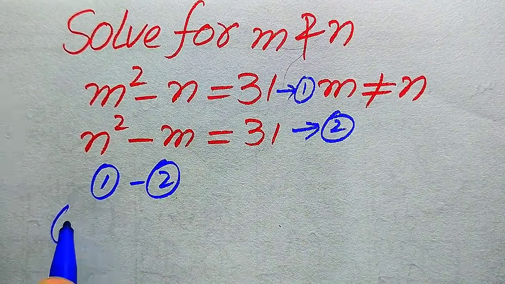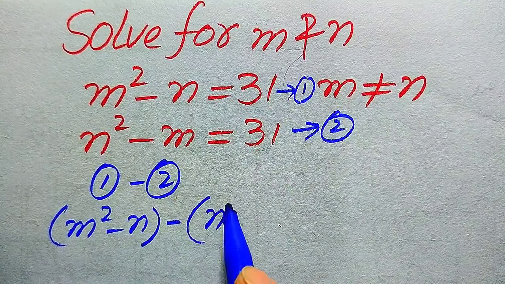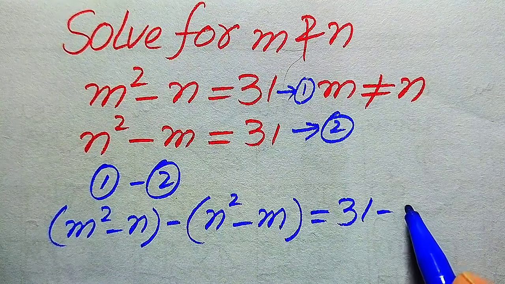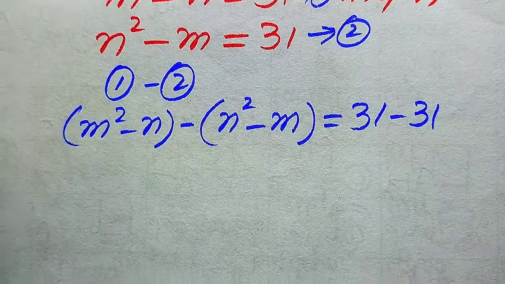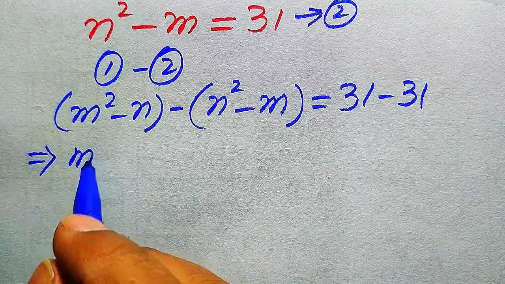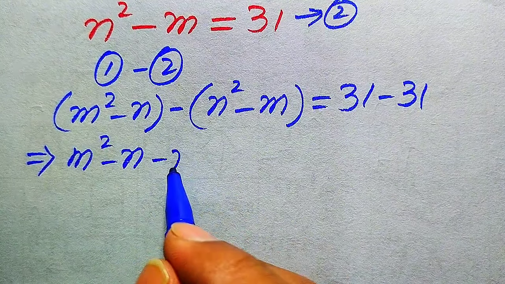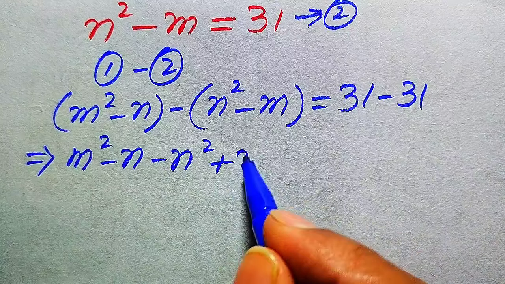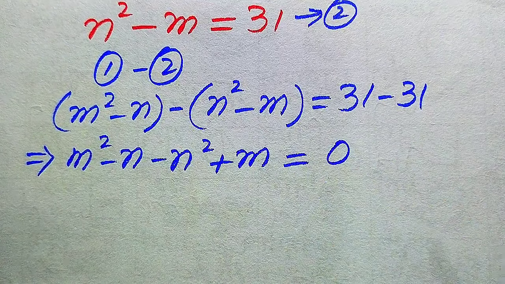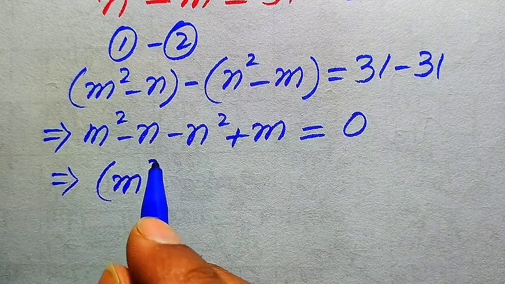So when we subtract, it will be written as m square minus n minus n square minus m equals 31 minus 31. So here we just subtract both of these two equations, and here we need to simplify the terms, and we get m square minus n, and here we multiply this negative sign on each of these values, and it becomes minus n square plus m equals 31 minus 31 becomes 0.